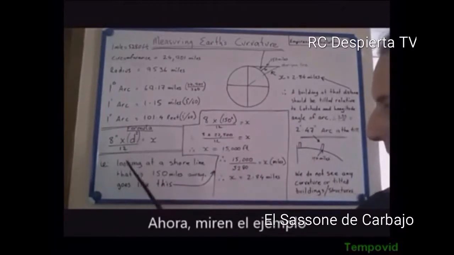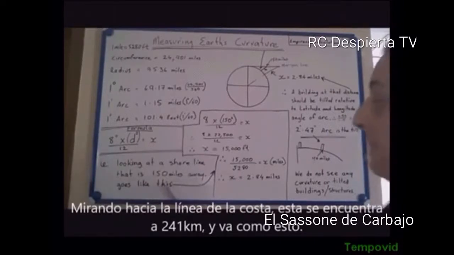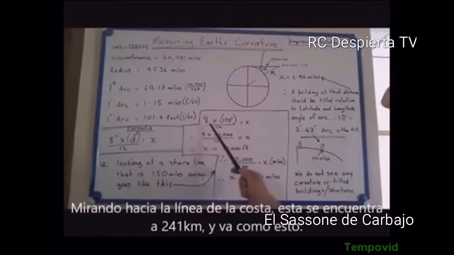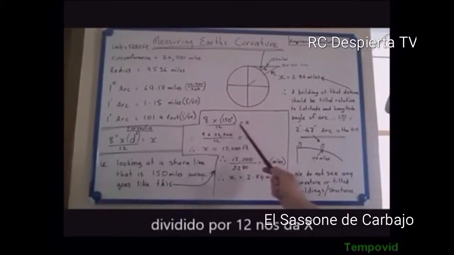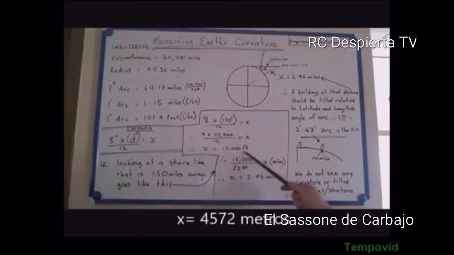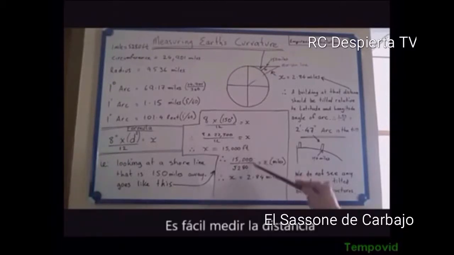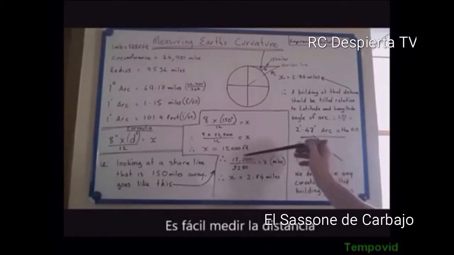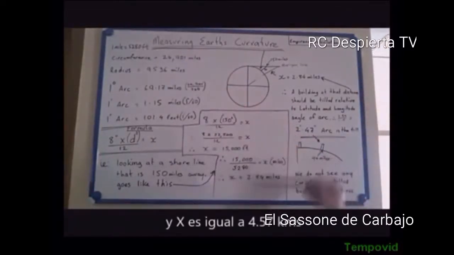So looking at the example, looking at a shoreline that is 150 miles away, it goes like this. 8 multiplied by 150 squared, divided by 12, equals x. 8 multiplied by 22,500 divided by 12, x equals 15,000 feet. To turn that into miles, so it's easy to imagine the distance, we divide it by 5,280 feet, which is a mile, and x equals 2.84 miles.